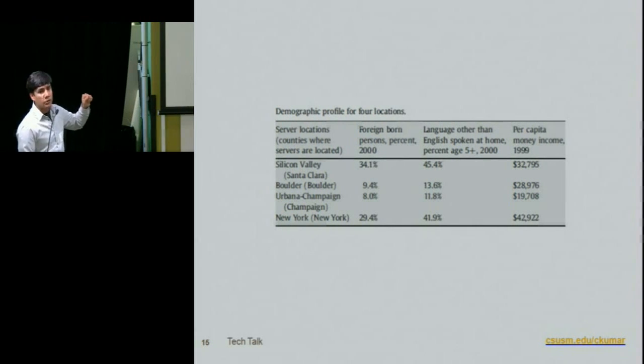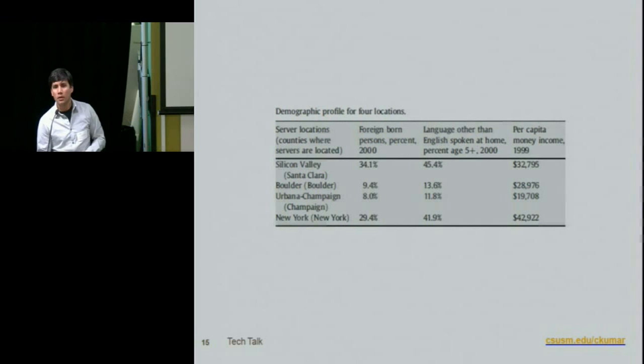Correspondingly, the share of people speaking a language other than English at home, that is foreign languages at home, is of course higher for those 4 locations. For Silicon Valley, it's 45%. For New York, it is almost 42%, while Boulder and Urbana-Champaign are lower at almost 14% and 12% respectively. So that was one factor that we identified.